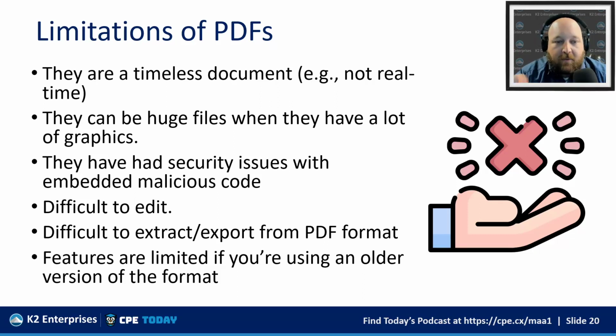Likewise, it can also be difficult to extract or export information from that PDF. Anybody who's ever received a spreadsheet, like a Microsoft Excel file that's been saved as a PDF, and wanted to bring it back into Excel, you probably ended up with a mess on your hands. If you need to get the original data, it's always best to go back to that raw data format, whether it be an Excel file, a Word file, or something different.